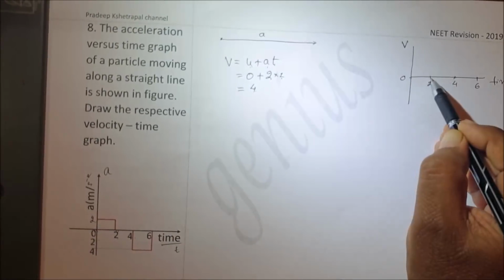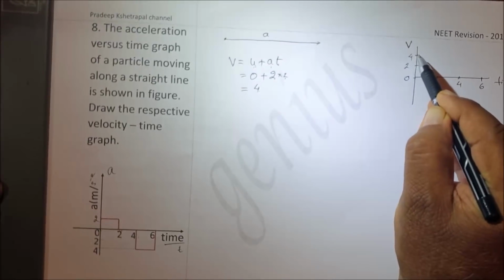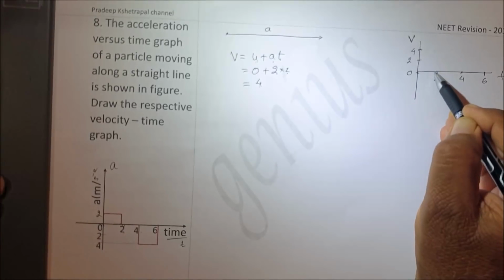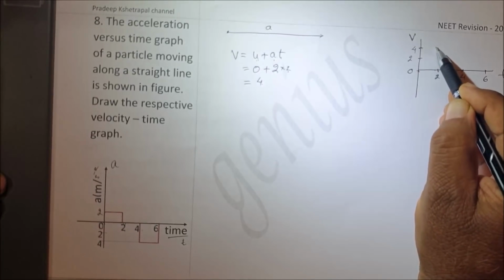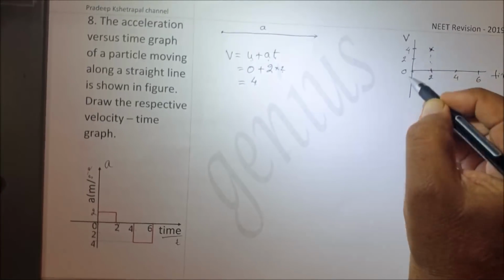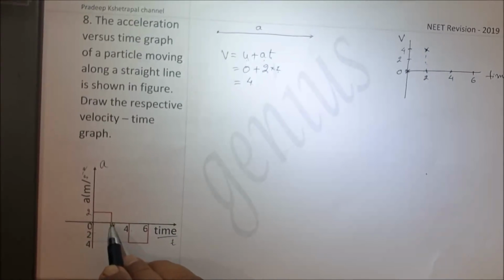In 2 seconds, the velocity will become, mark it arbitrarily, 2 and 4. In 2 seconds, velocity has become 4. So this was our first starting point, and this is the second point at 2 seconds.